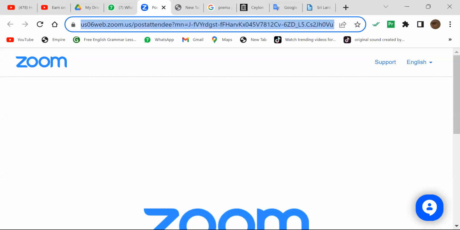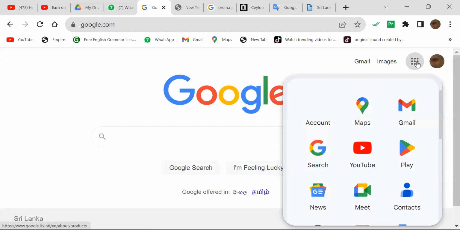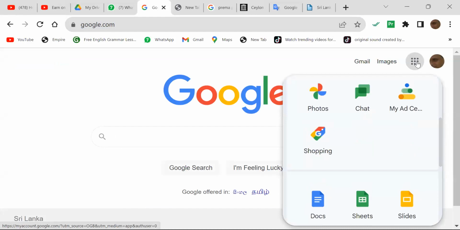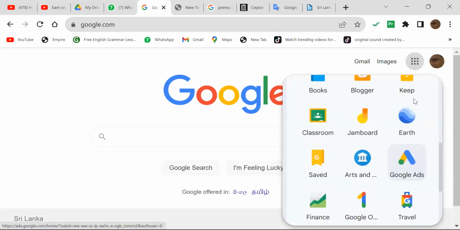Right. I'll go to Google. Right here, once you press the dots, you can see certain applications. See, Google Chat. These are Google's, right? Google Docs, that is an alternative to Microsoft Word. Google Sheets, an alternative to Excel. Google Slides, that is an alternative to PowerPoint. Right? There are applications here. Google Chrome, that is an alternative to Internet Explorer.